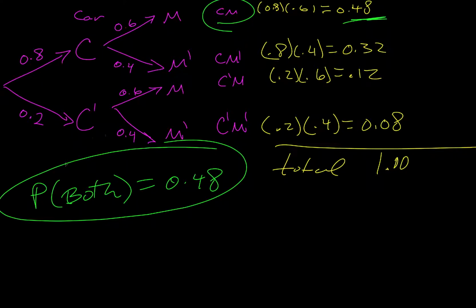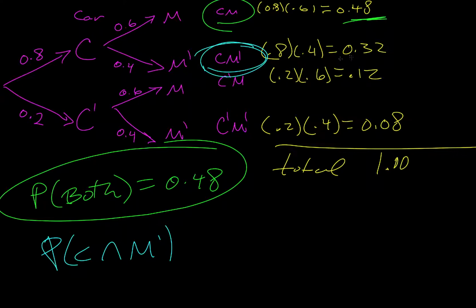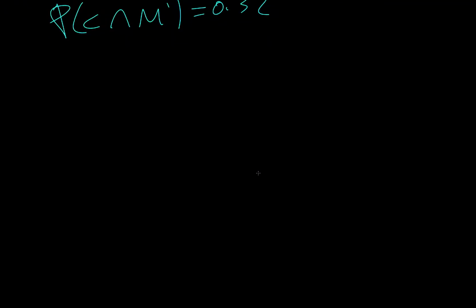Now the next thing, we have the probability that the car starts. Here, I'm just going to write that in shorthand. Car starts and the motorbike does not. So we're going to look at that situation. We only have one situation where that happens, which is this. And we've already figured out that the probability is 0.32. Okay, we're going to move on.